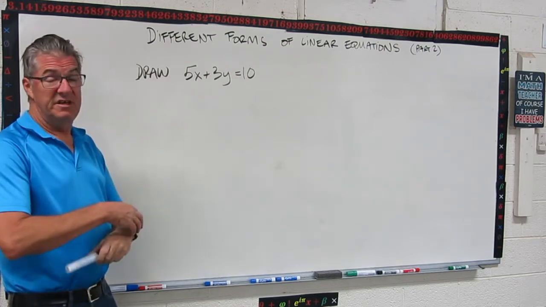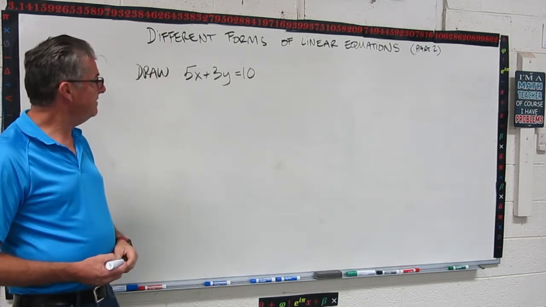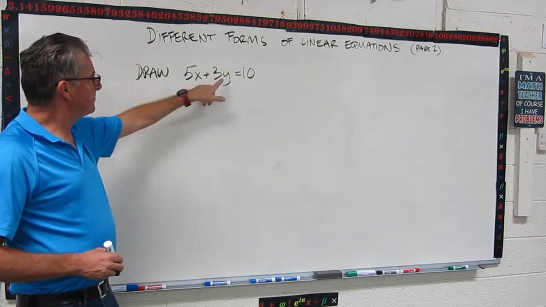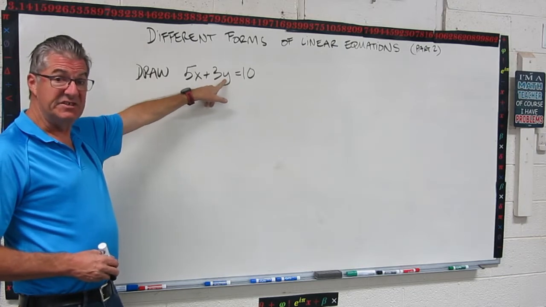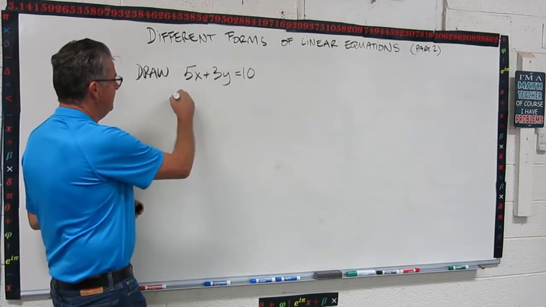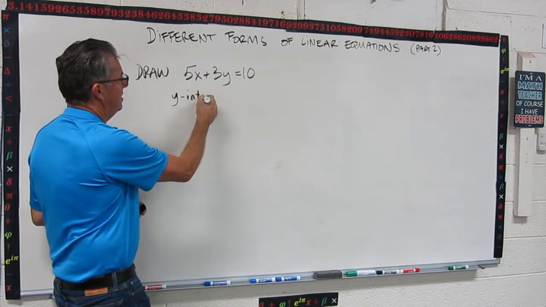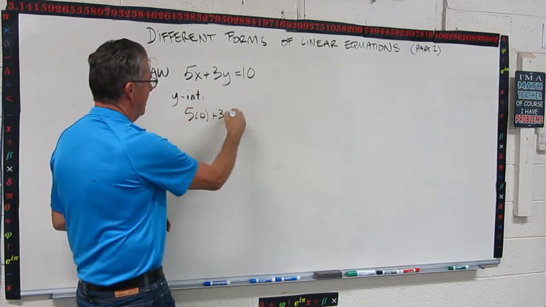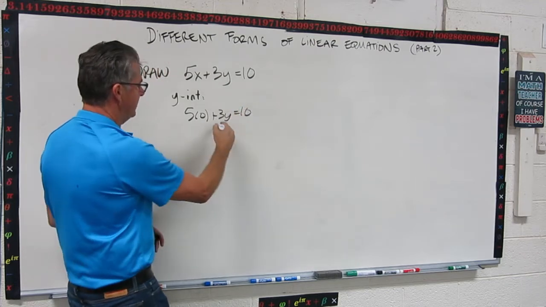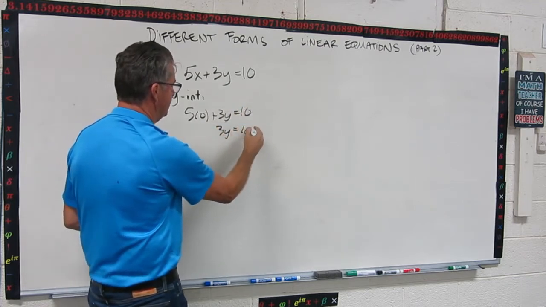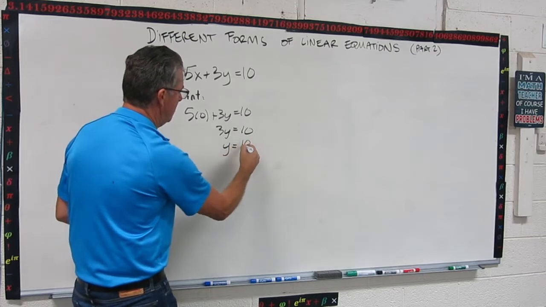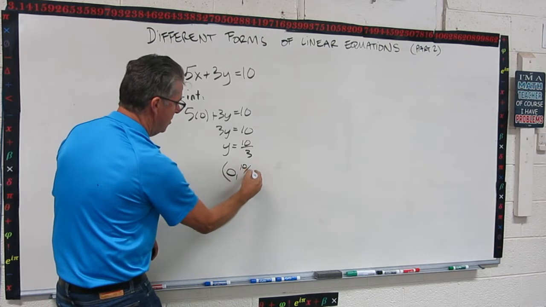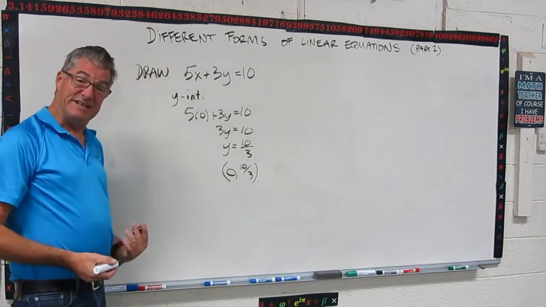One way we can do this is solve for the intercept. So I'm going to try that. So basically, when it crosses the y-axis, x is 0. So for the y-intercept, we set x equal to 0. 5 times 0 plus 3y equals 10. This gives us 3y equals 10, which gives us y equals 10 over 3. So the y-intercept is 0, 10 over 3. So that's pretty easy to solve.